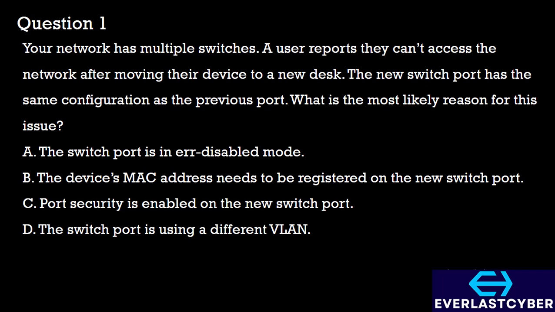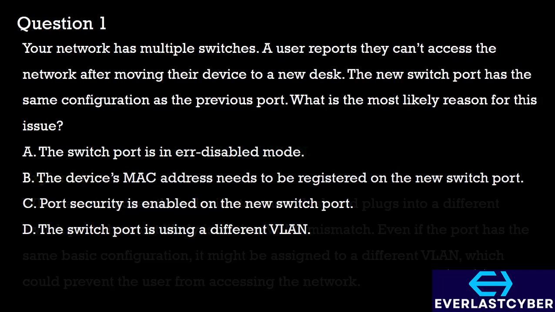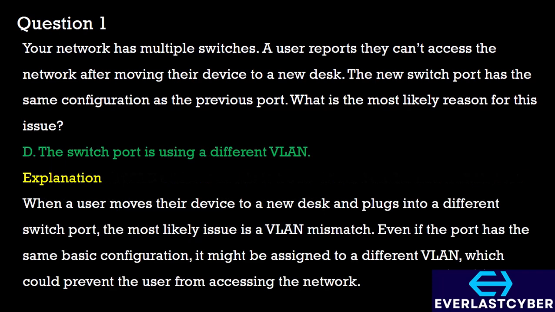So, the most likely answer here is option D, that the switch port is using a different VLAN. Even if the port has the same basic configurations, it might be assigned to a different VLAN, and this could prevent the user from accessing the network. So, with the options we have, D remains the most accurate answer, where the switch port is using a different VLAN.